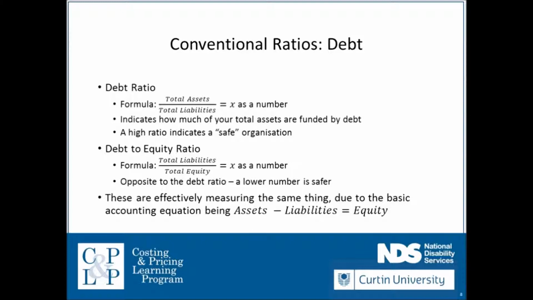The debt to equity ratio, on the other hand, looks at how much debt you have against the net assets of the organisation. Now, this is a less popular ratio, particularly in the not-for-profit sector, because equity is not really an indicator of shareholder wealth so much, but rather it's an indicator of just, if you like, the cumulative operations of the organisation over its lifetime. Therefore, the debt ratio is probably more attractive to most people involved in disability service organisations than the debt to equity ratio.